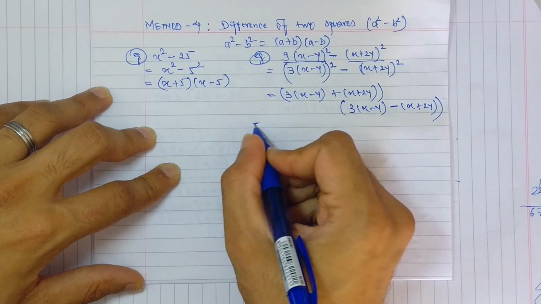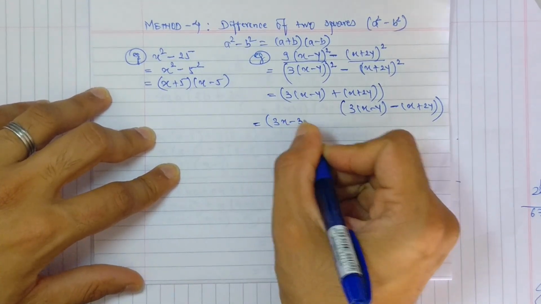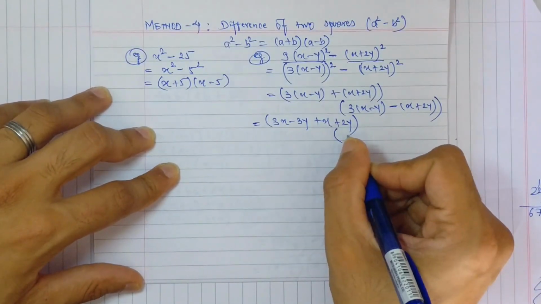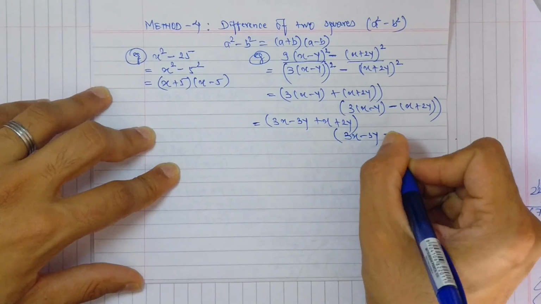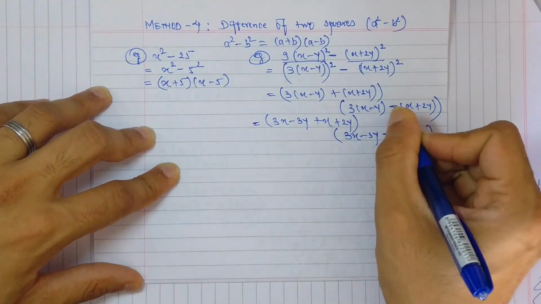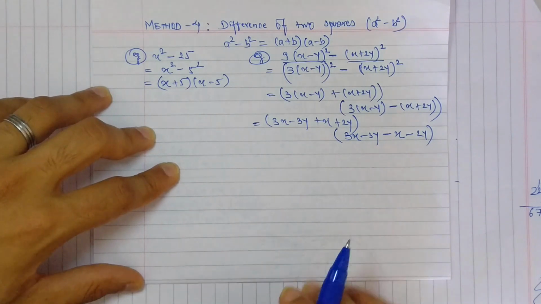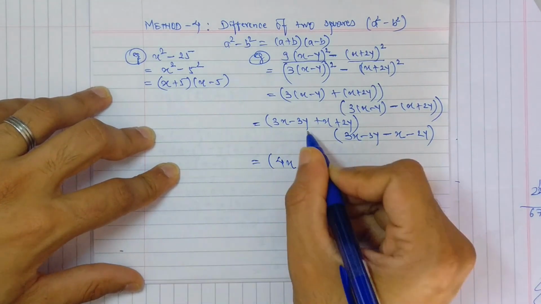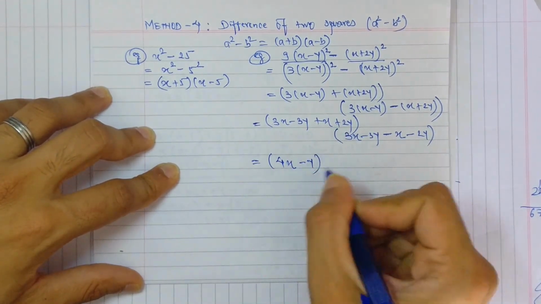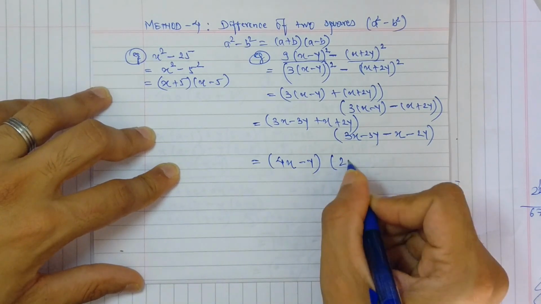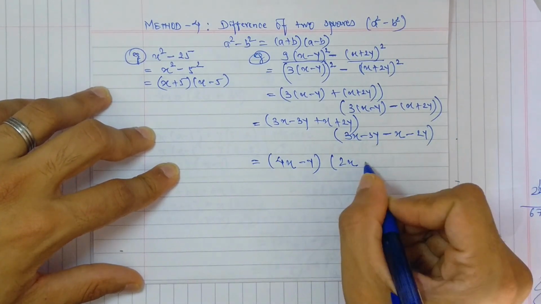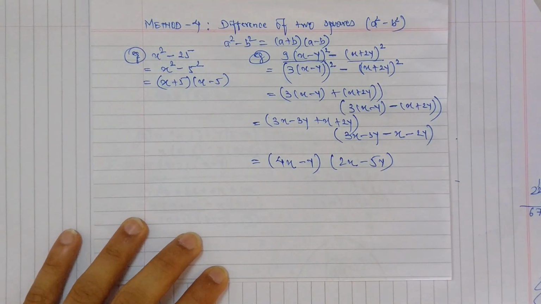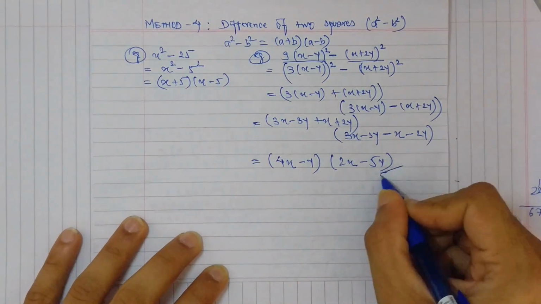I will simplify this further. This will become 3x minus 3y plus x plus 2y, and in the second bracket it will become 3x minus 3y minus x minus 2y. This minus sign, when the bracket opens, it multiplies with both the terms. So 3x plus x will be 4x, minus 3y plus 2y will be minus y. 3x minus x will be 2x, minus 3y minus 2y will be minus 5y. So 4x minus y and 2x minus 5y. These are the final factors.